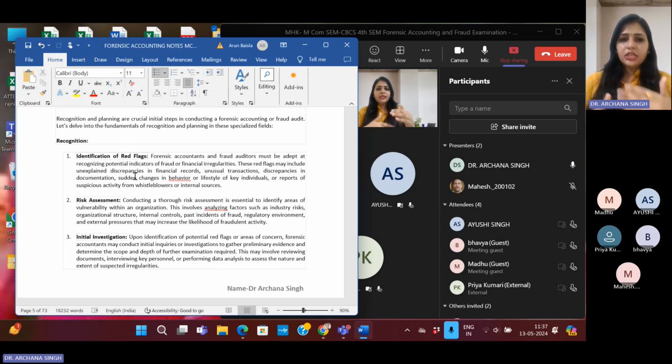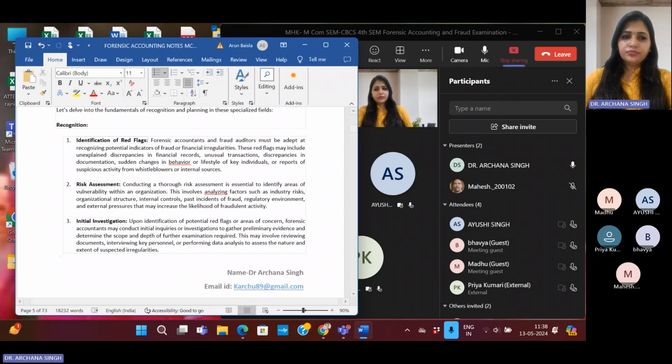After gathering initial inquiries and investigation, they will gather preliminary evidence, and on that basis they will determine the scope and depth of further examination, how much scope and in how much detail they have to do the investigation. So this may involve reviewing the documents, interviewing the key personnel, or performing the data analysis to know the nature and extent of suspected irregularities. So initial investigations they have to do.